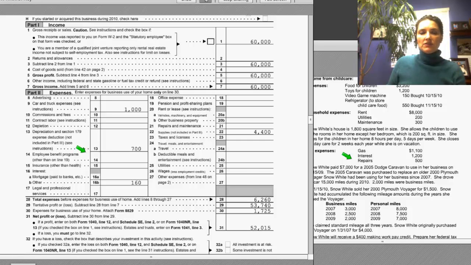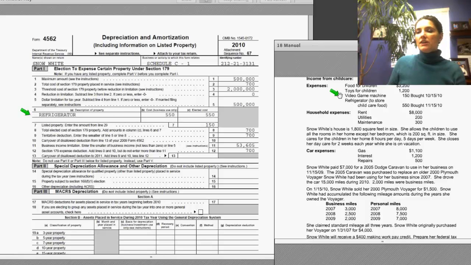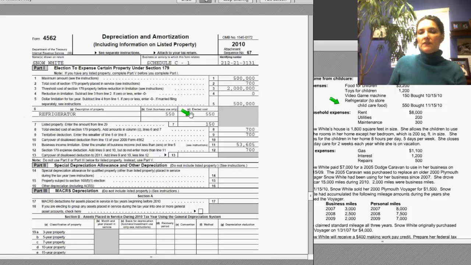Obviously, we have to do a 4562 for that. And here is Form 4562. The wording of the problem tells you that there were 2 assets that Snow White bought during the year. She has a video game machine that she bought on 10/15 of 10 for $150, and a refrigerator for $550 that she purchased on 11/15 of 2010. But she is claiming a Section 179 deduction on these assets. So we enter the refrigerator on line 6. We're claiming $550 of cost, an elected cost of $550.